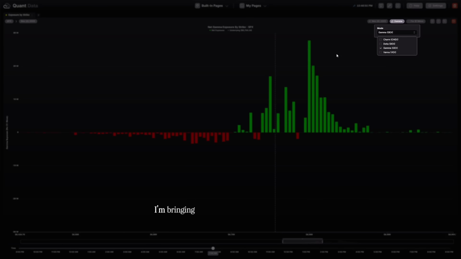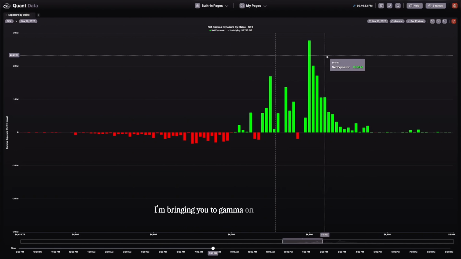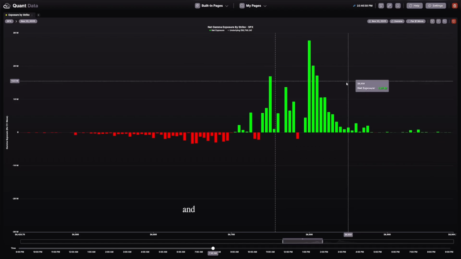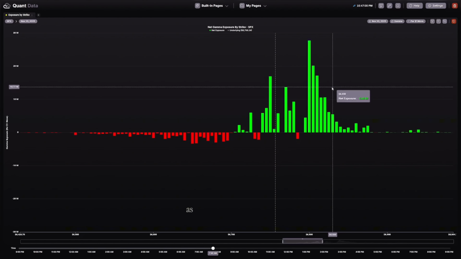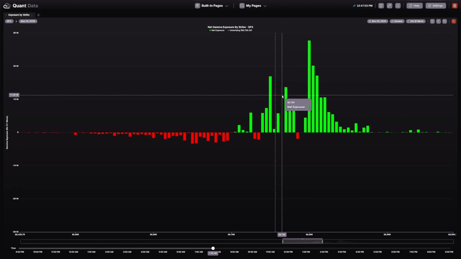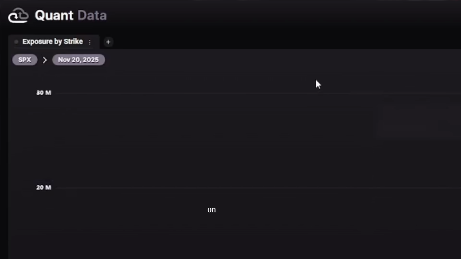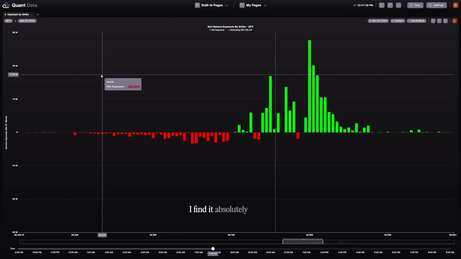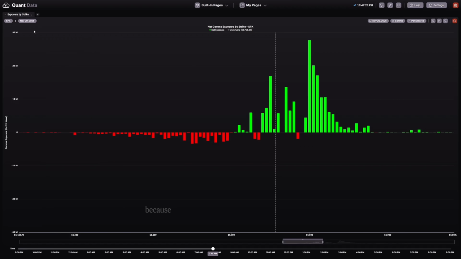In this example, I'm bringing you to gamma on November 20th, and I want to show you how this tool works and how it behaves over time as the trade day progresses. You can see up here on the top left that I've changed the expirations to 0 DTE, November 20th. Now, as a trader participating in the intraday session, I find it absolutely crucial to pinpoint exact data metrics. This is why I have it set for 0 DTEs, because I'm looking to buy and sell something today.